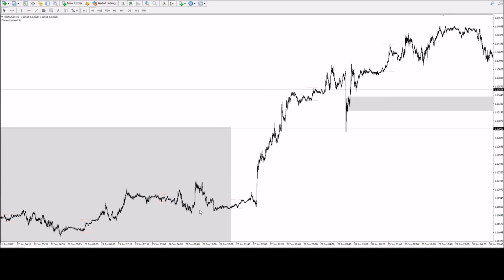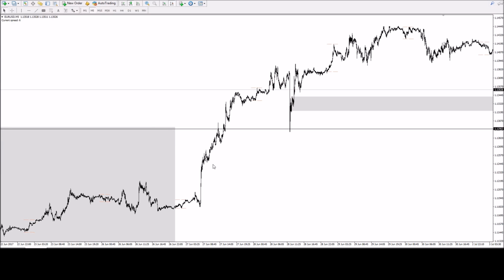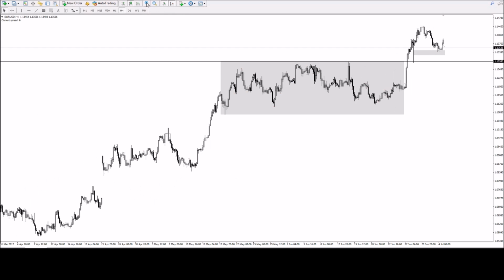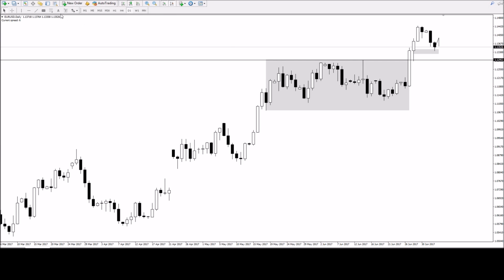Just look at this pattern here. I'm looking for the same thing. If this breaks, then I think we're going to go lower. Now, going lower, I think we probably could target, if we're going to go lower, I think we're probably going to come down into here.